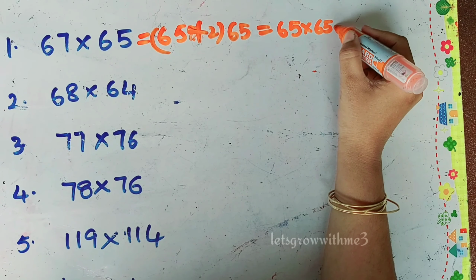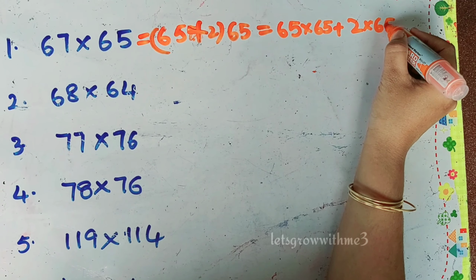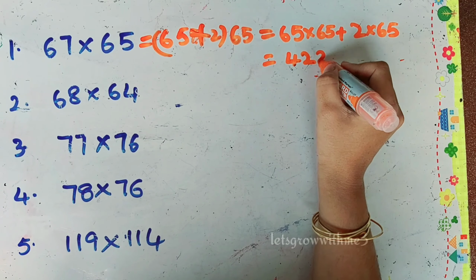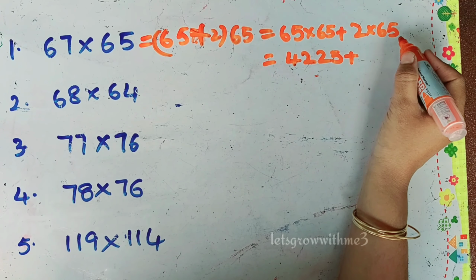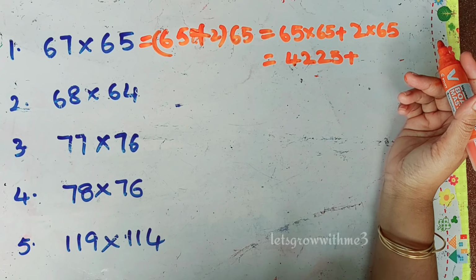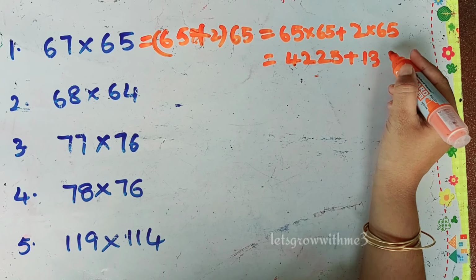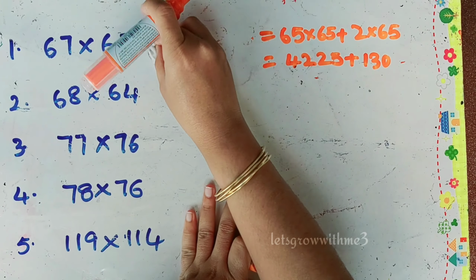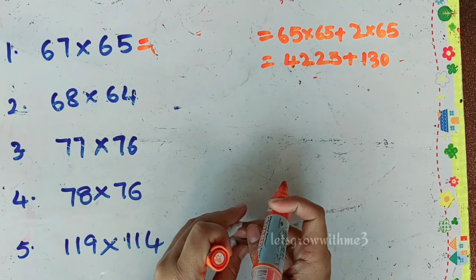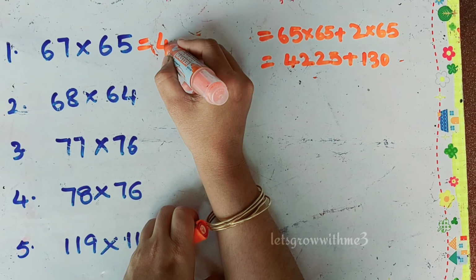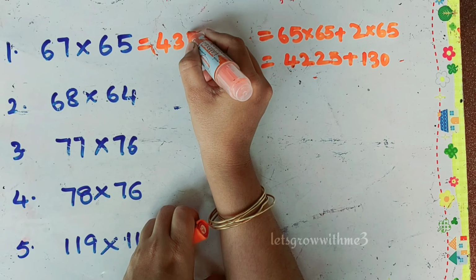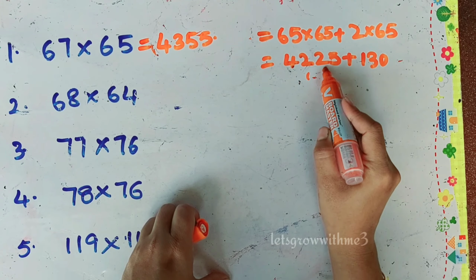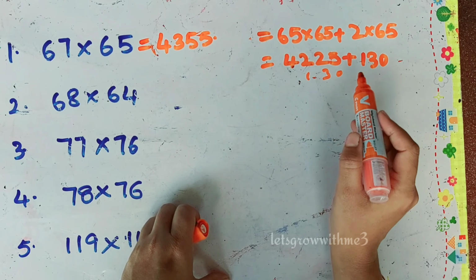Now I am simplifying it, expanding the values: 65 times 65 plus 2 times 65. Now I have converted it like our earlier one. 65 times 65, when you add the ones digits you get 10, and the tens place is the same. So you can apply your first formula. The answer is 4225 plus 2 times 65, which is 130. If you add these two you will get 4355. Is that clear? Very simple.